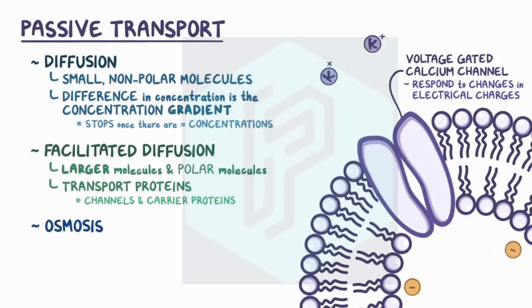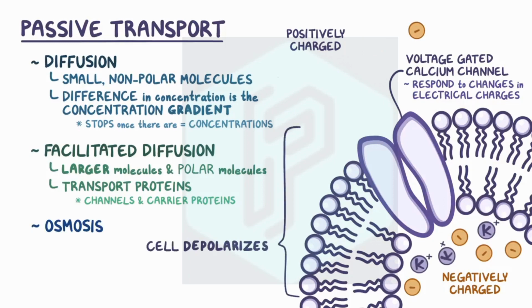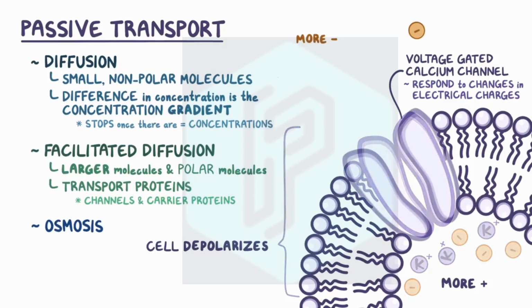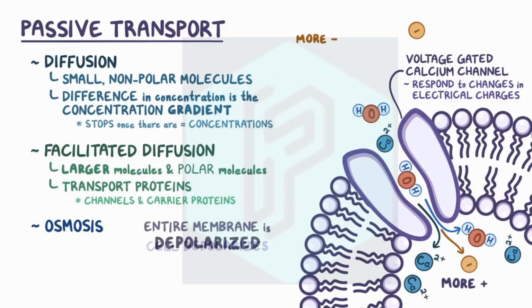Normally, there are more negative ions inside the cell than outside. So the inside of the cell membrane is negatively charged, and the outside is positively charged. When positive ions make their way inside the cell through one form of transport or another, the cell starts to depolarize gradually, so step by step. The membrane becomes more positive on the inside and more negative on the outside. This change in the distribution of electrical charges makes the voltage-gated calcium channels open and allow water, a lot of calcium ions, and a few sodium ions inside the cell. When the entire membrane is depolarized, the channels close back up and inflow stops.